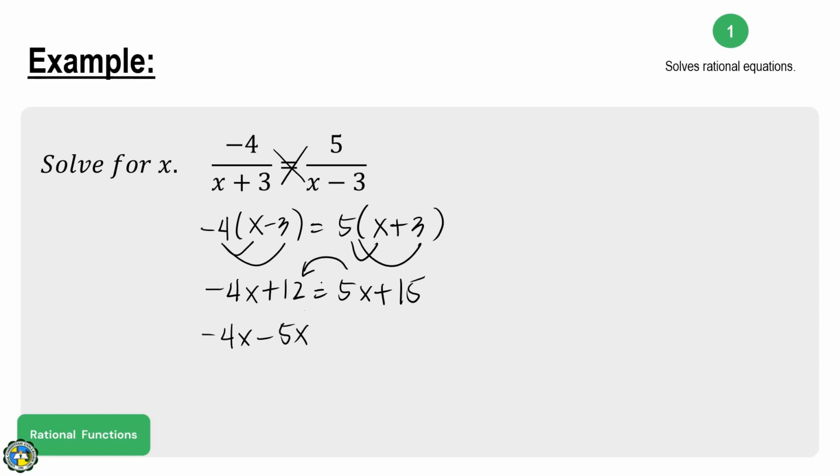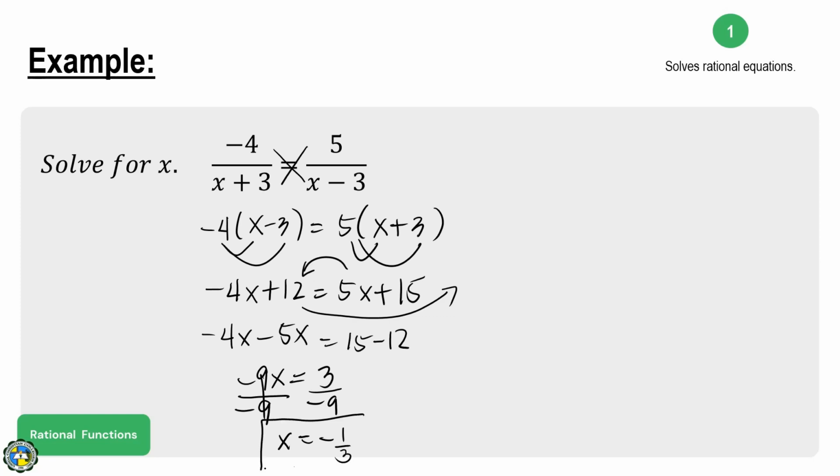We just transpose this and then this. So we have 15 minus 12. So negative 4x minus 5x is negative 9x equals 15 minus 12, that is 3. So divide both sides by negative 9, leaving x only, and then simplify. 3 divided by negative 9 is negative 1/3. And for us to check, let's substitute it to the original equation.